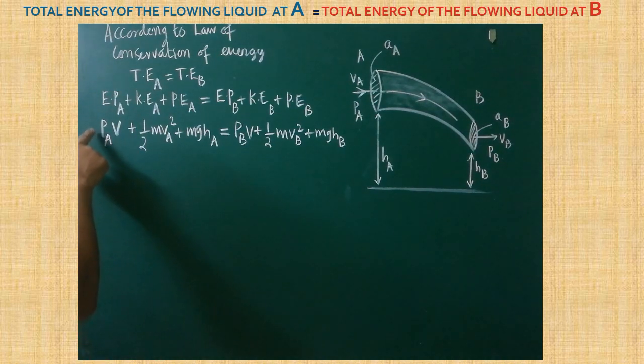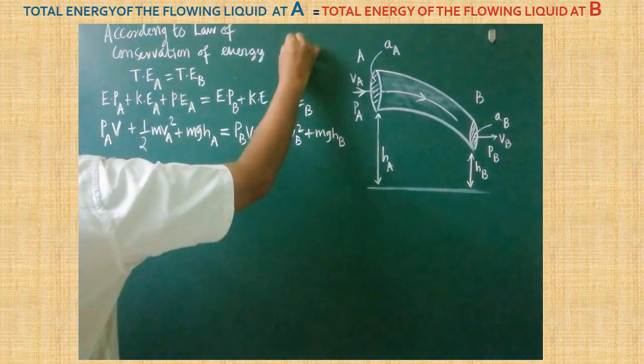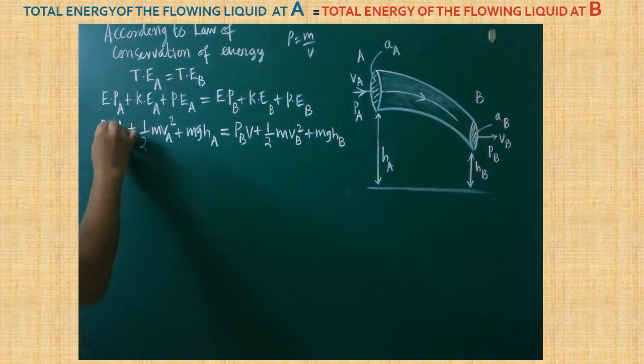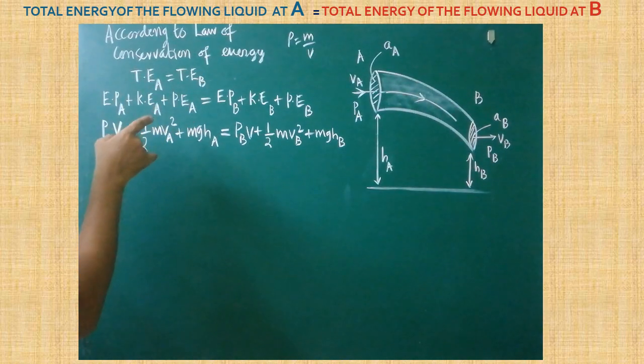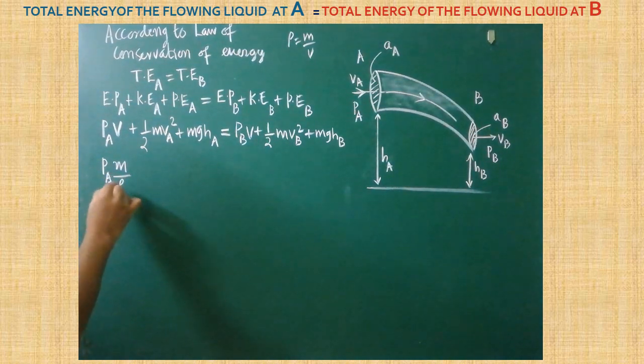Now in this expression I have to make a small change. We know very well that rho is equal to m by V. Therefore this V can be replaced. Rho is equal to m by V means V is equal to m by rho. Are you clear? So the volume can be replaced by m by rho. That step is very important.